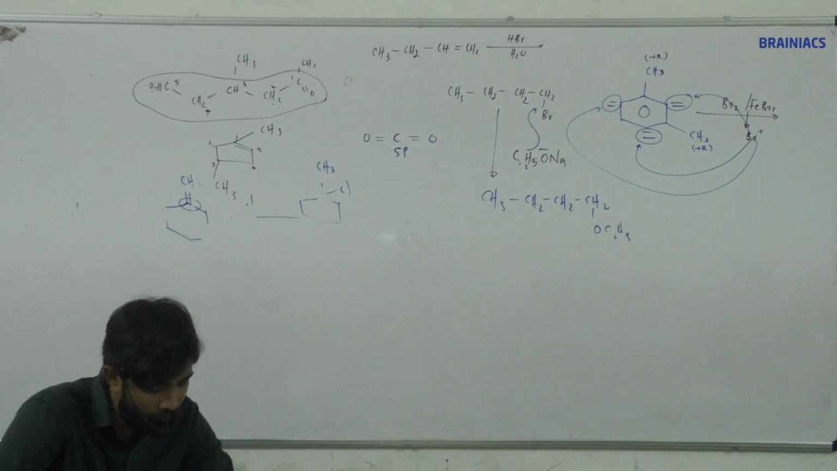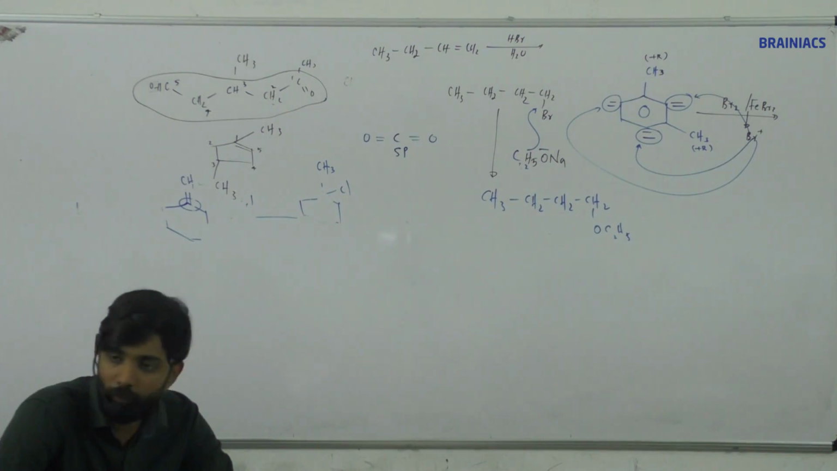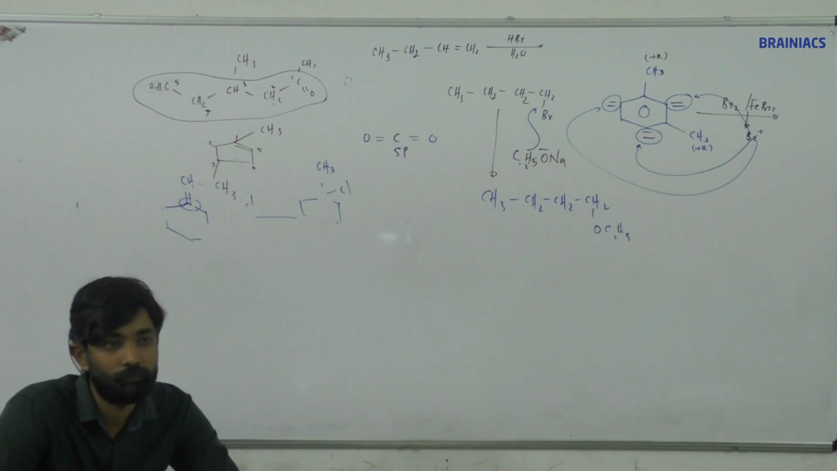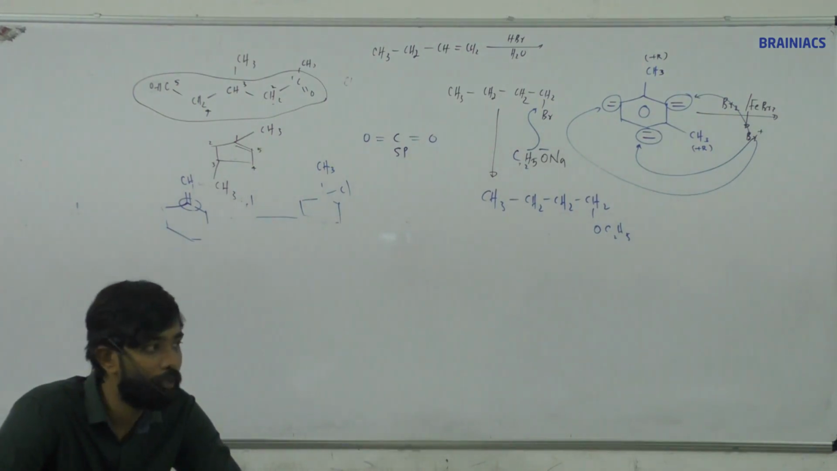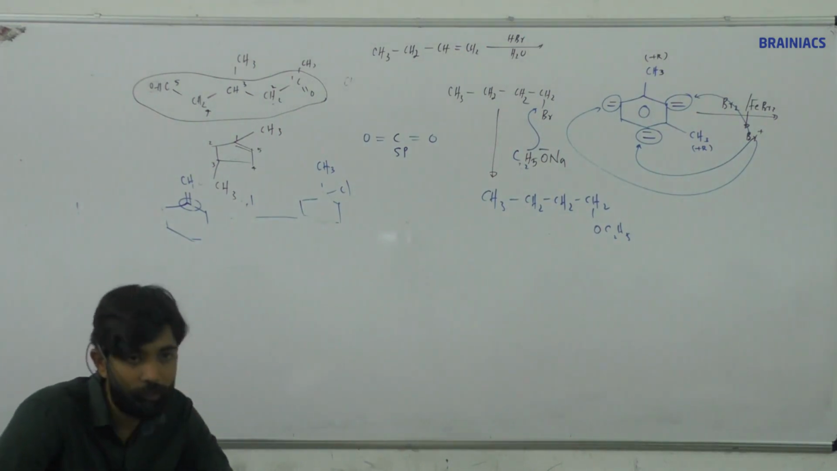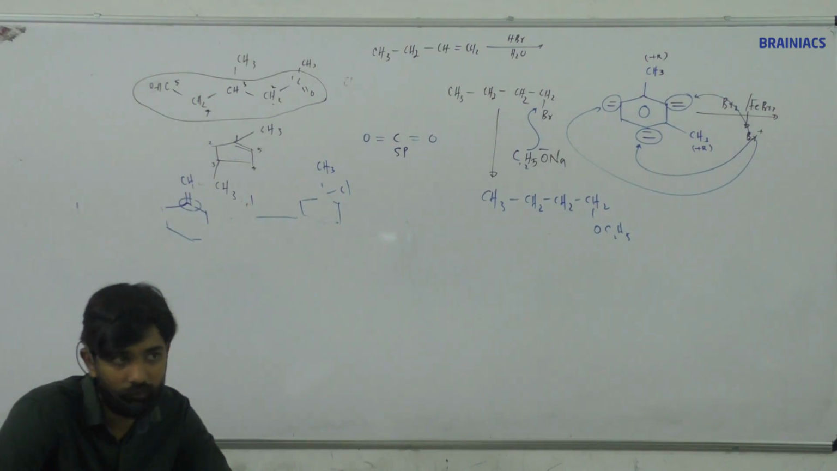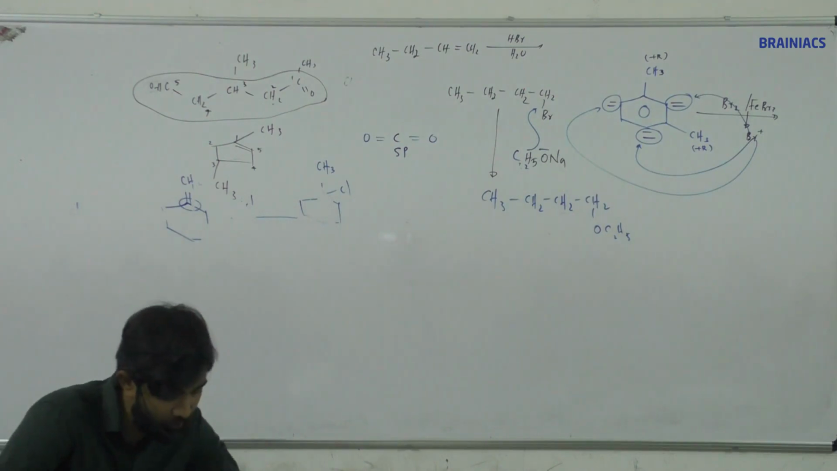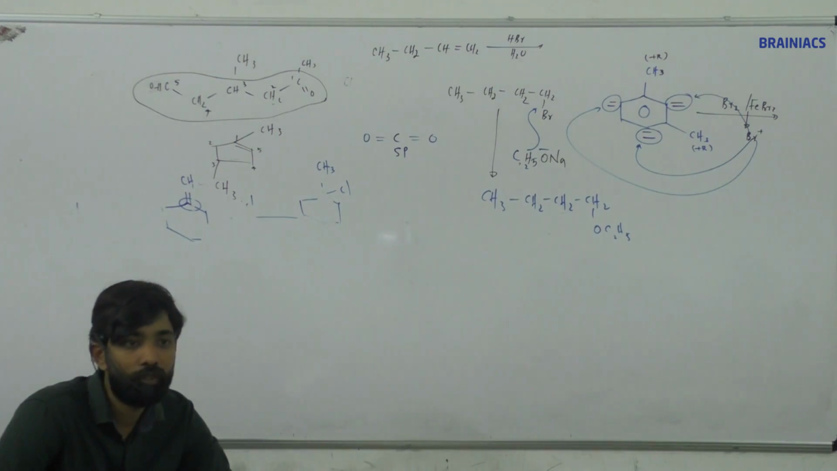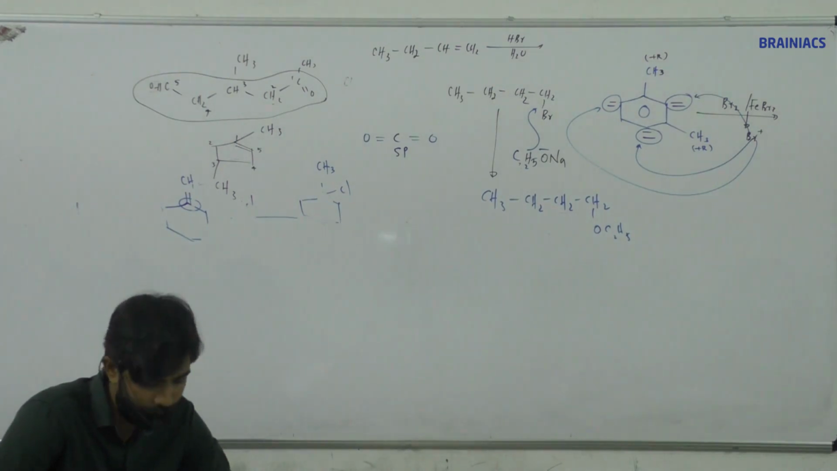The next, which of the following reagents is able to distinguish butyne and butane? Sodamide, because sodamide can form a salt with the terminal alkyne, but not with the non-terminal alkyne. Next, the most stable conformation of n-butane will be anti-staggered. Anti-staggered means both CH3s are in opposite positions. Choice B, right. You know the conformations of butane.